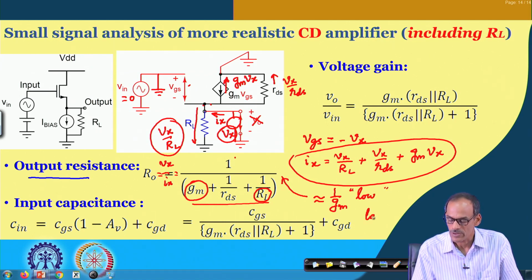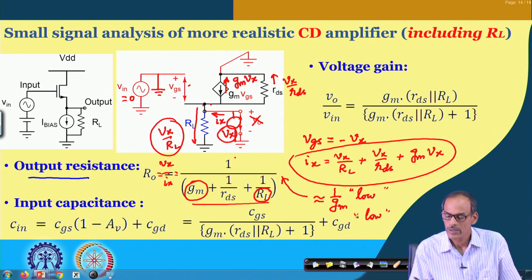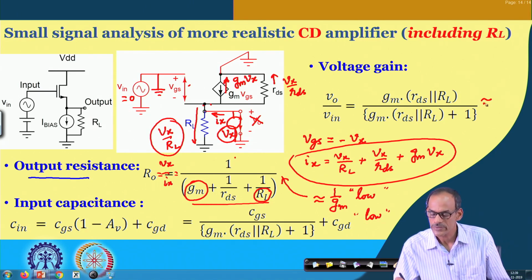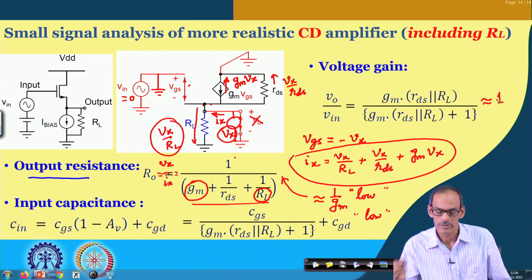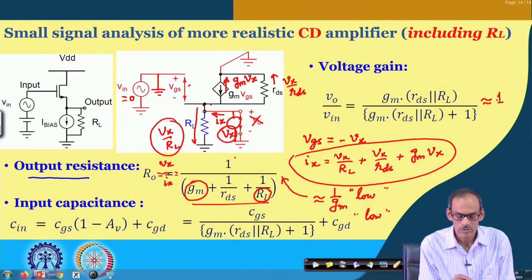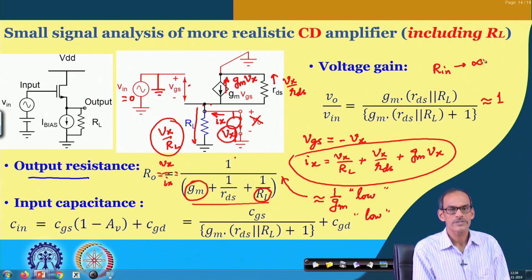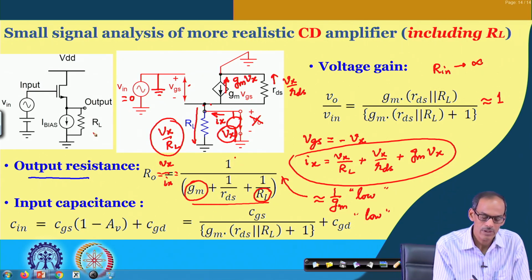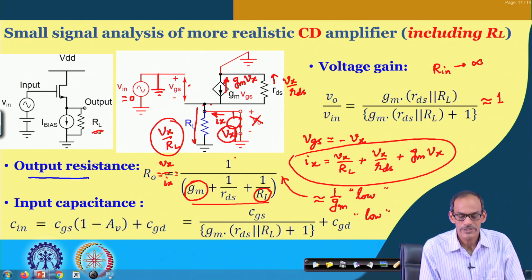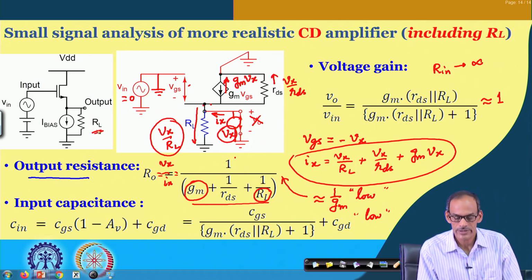Input capacitance is low and the voltage gain is approximately 1, right. And of course, the R in remains infinite. So, the summary is that even if I consider R L, the basic property of the buffer is getting maintained.